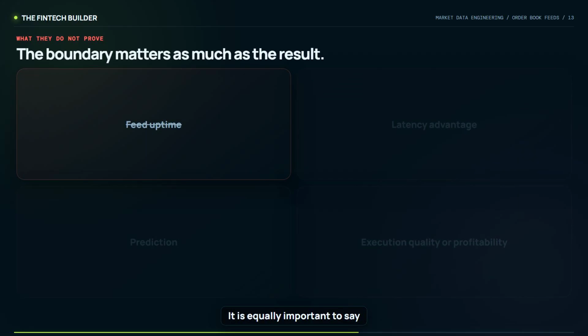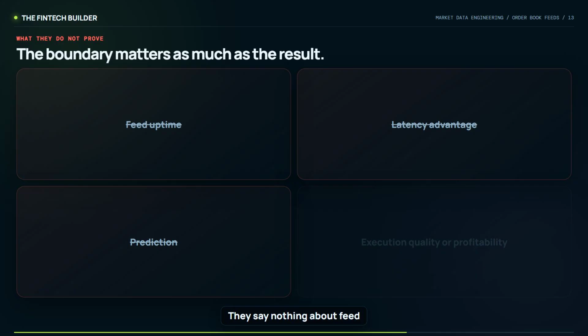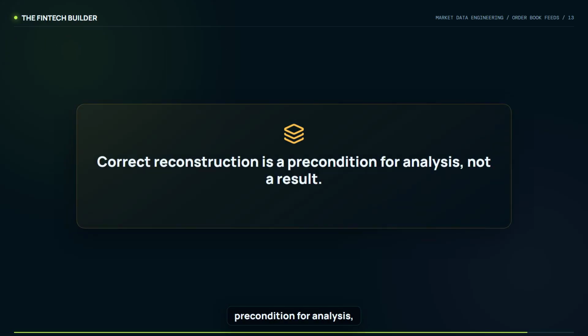It is equally important to say what they do not prove. They say nothing about feed uptime, nothing about latency, and nothing about prediction, execution quality, or profitability. Correct reconstruction is a precondition for analysis, not a result.